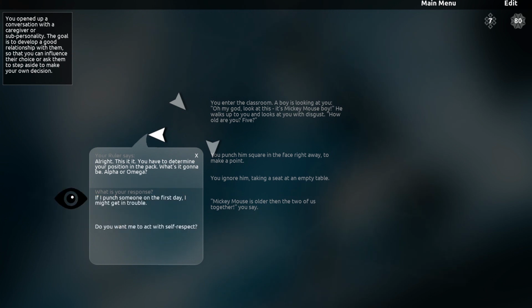You have to determine your position in the pack. What's it gonna be, Alpha or Omega? So he's concerned about hierarchy.